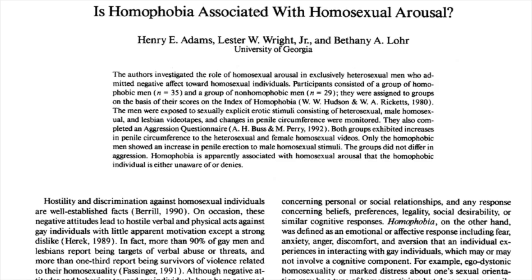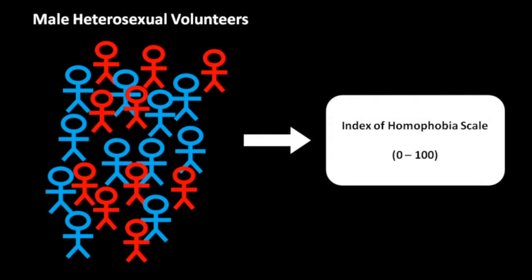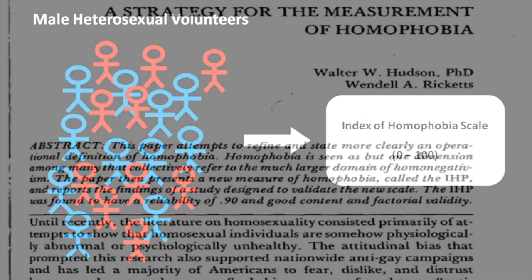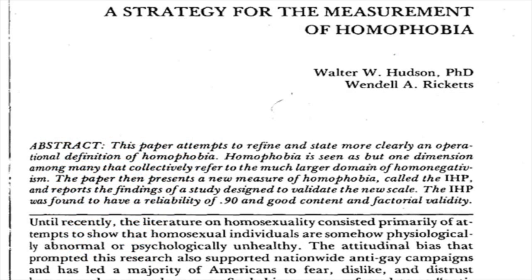Consider the following experiment. Go and round up a group of heterosexual males between the ages of 18 and 31 and measure their scores on the Index of Homophobia scale. It's nothing complicated, really. The index is simply a numeric value determined by responses to a 25-part questionnaire.